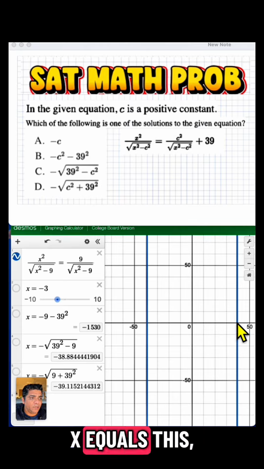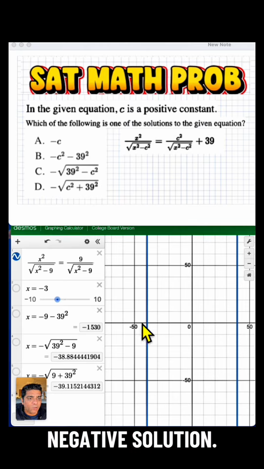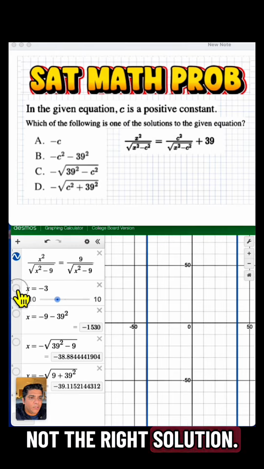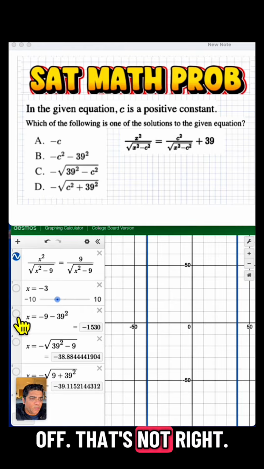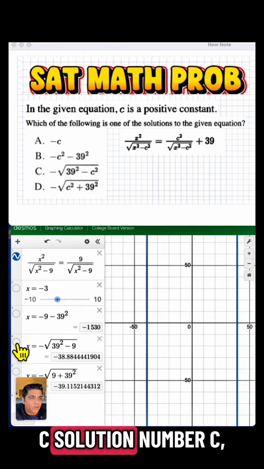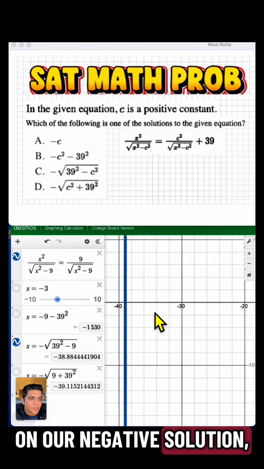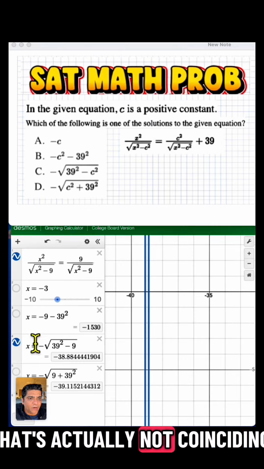These are the two solutions, x equals this and x equals the positive, and there's a negative solution. Now clearly, if you look here, that is not the right solution. And if you click here, that is way off, that's not right. Now if you look at solution choice C, let's go closer on our negative solution, and you will see that it's actually not coinciding.